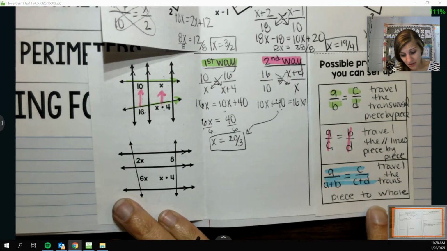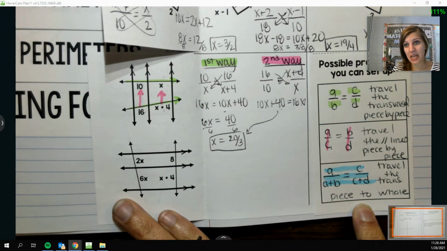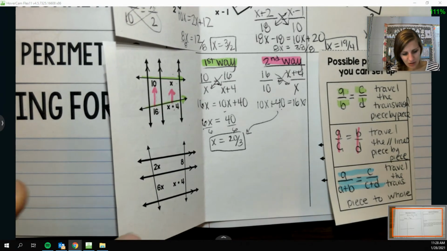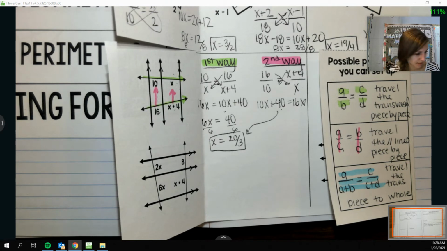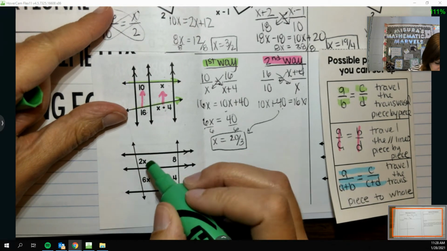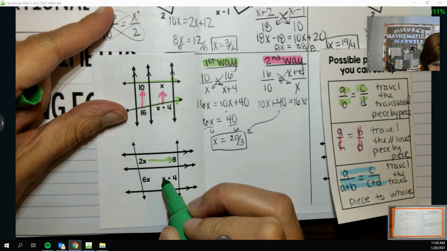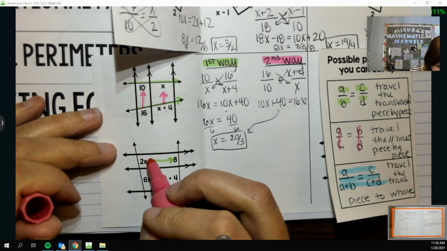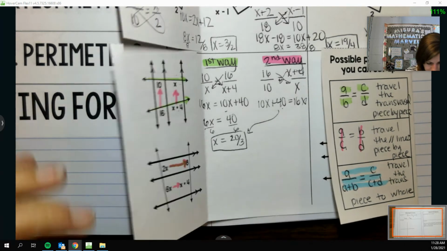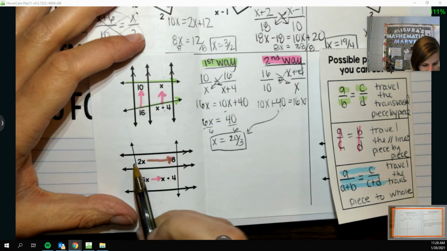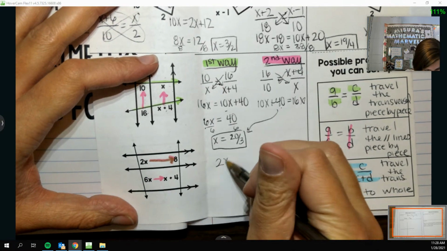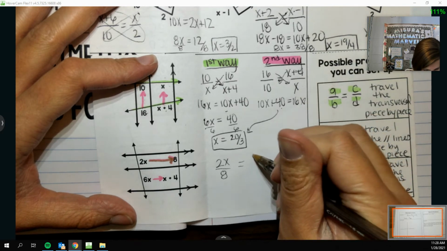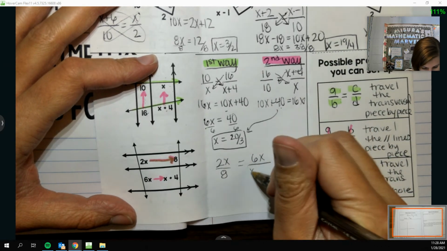Now, again, I could do piece to the whole, but that just seems like it's making it more complicated than it needs to be. So let's do this one. I don't know. Let's go parallel lines. We'll go this way. Oop, I used the wrong color. Eek. If we travel along the parallel lines, I was using pink for that, so we'll do that. Okay, so traveling along the parallel lines, we'd have 2x over 8 equals 6x over x plus 4.